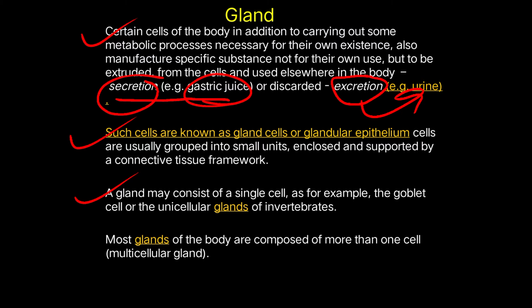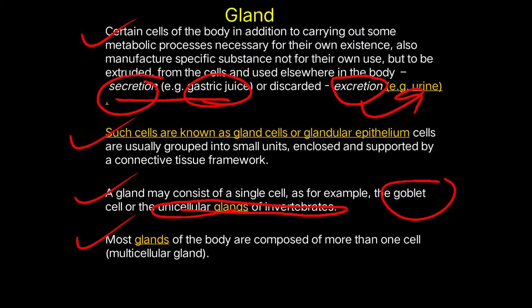And a gland may consist of a single cell, for example goblet cells, which are a unicellular gland of invertebrates. Okay, so that is a unicellular gland found in invertebrates, and in vertebrates the goblet cells are found in the epithelium of the intestine as well as in the trachea. And what is the purpose of this goblet cell? To secrete mucus into the lumen of the trachea as well as the intestine. So we can consider these as a unicellular gland of the vertebrate. Now most glands of the body are composed of more than one cell.